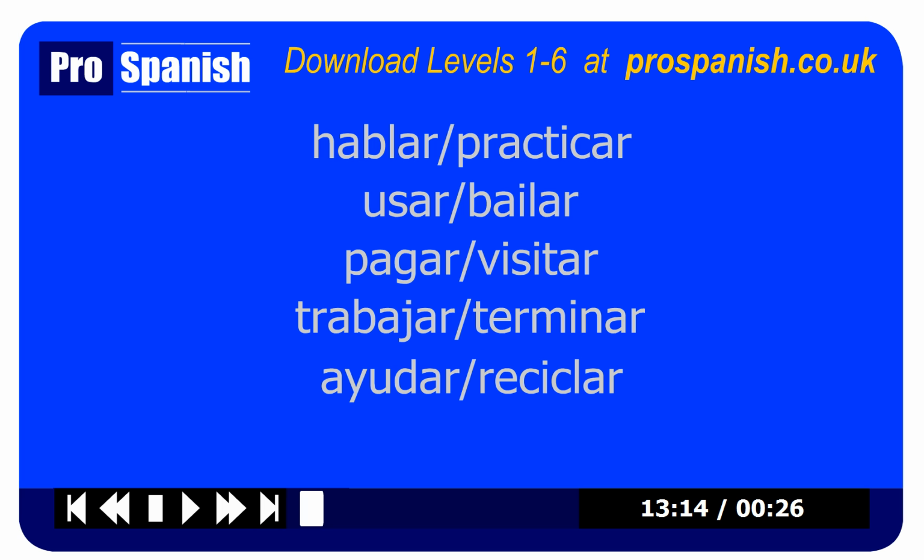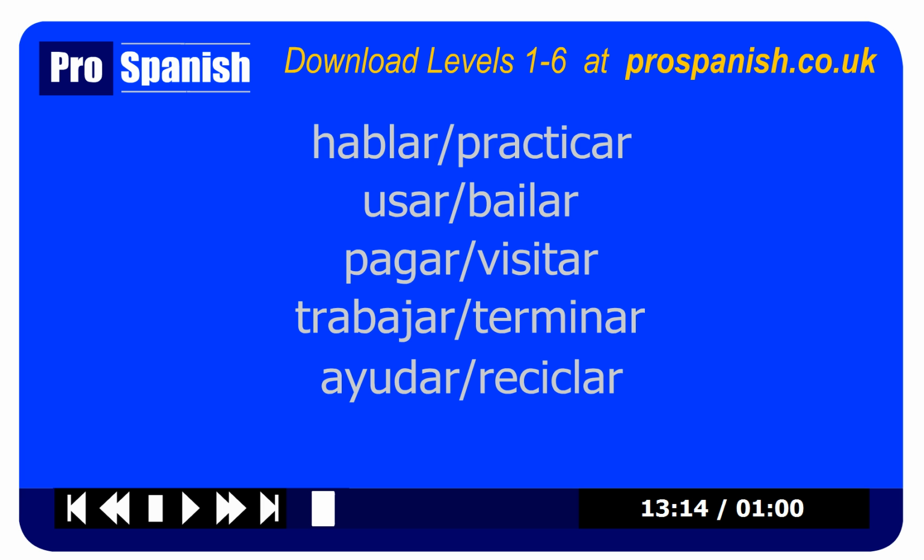So hablar is to speak or to talk. Hablar, hablar. And you can try and remember this by thinking of blah, blah, blah, blah, blah. To speak. Practicar, to practice, an easy one to remember. Practicar, practicar. Usar, to use. And again, fairly easy to remember because it's similar to use. Usar.